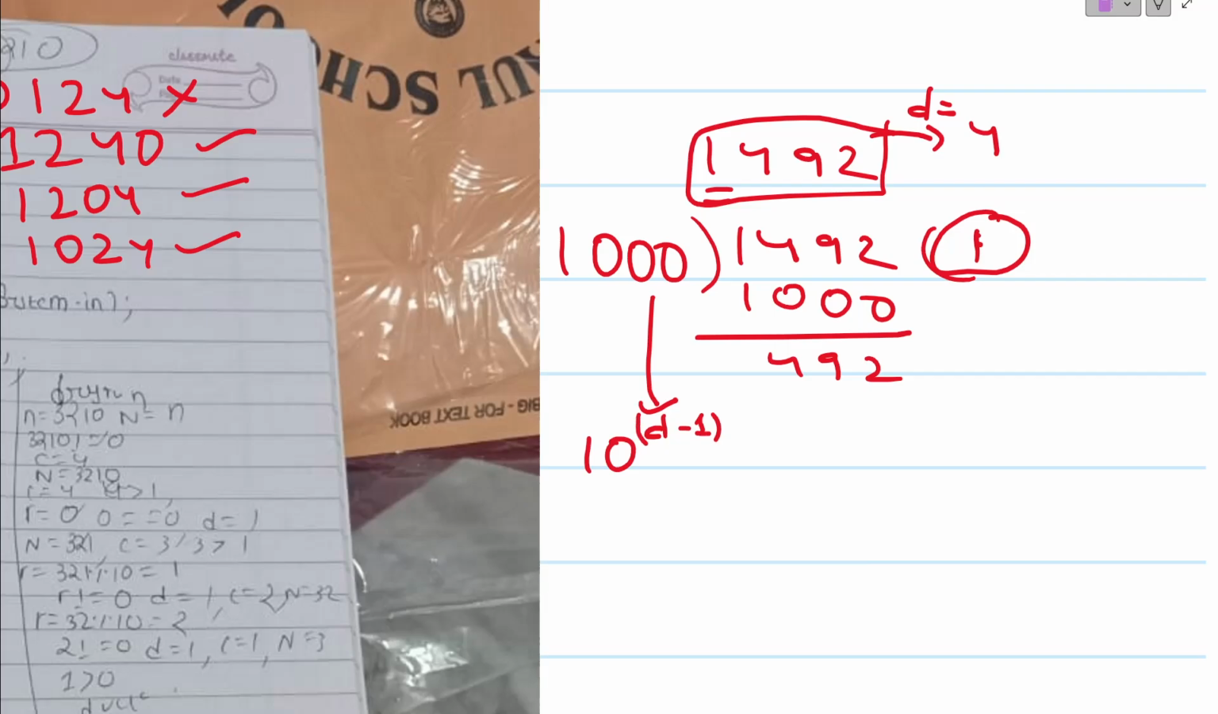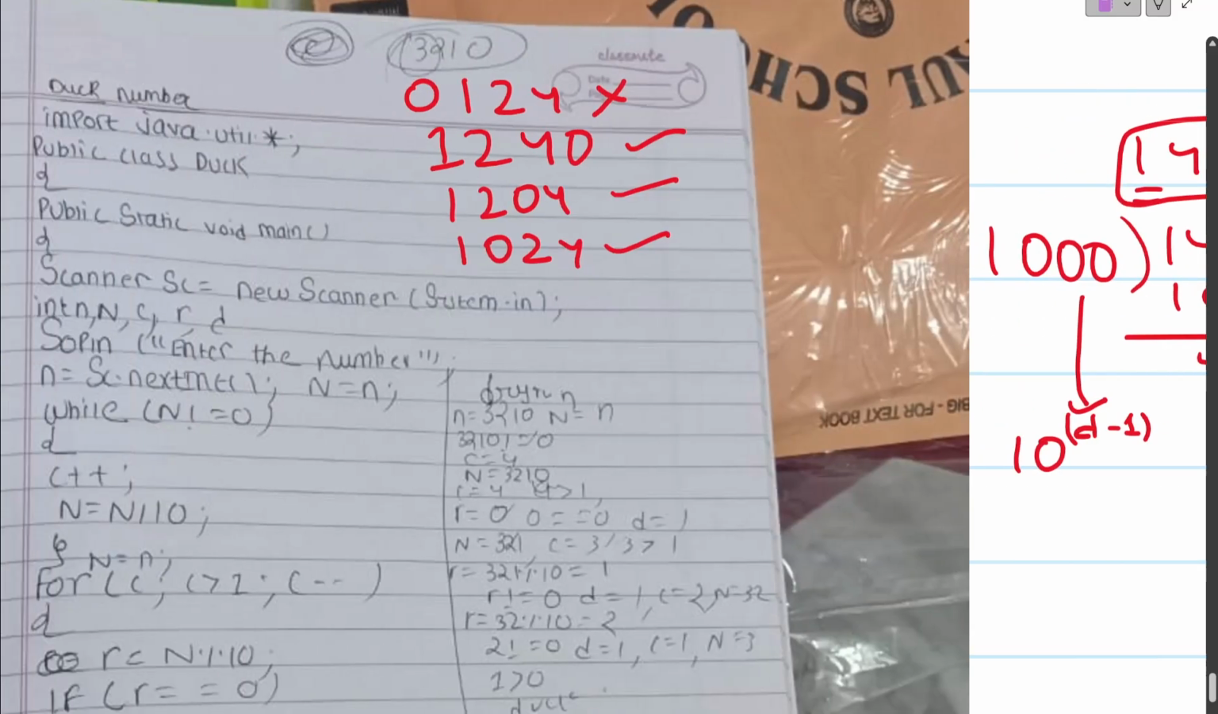So whatever number is given to me, if I have found the number of digits, and I divide that number by 10 to the power of the number of digits minus 1, whatever quotient I find, if that is not 0, that means that is a duck number. Yes or no? This is my point of view. Let's see what the student has done.